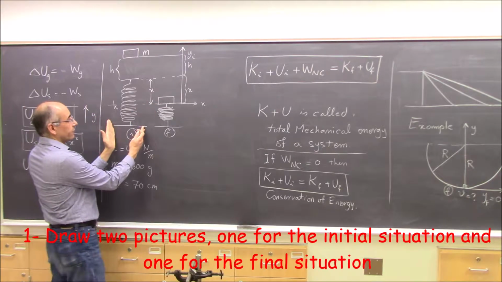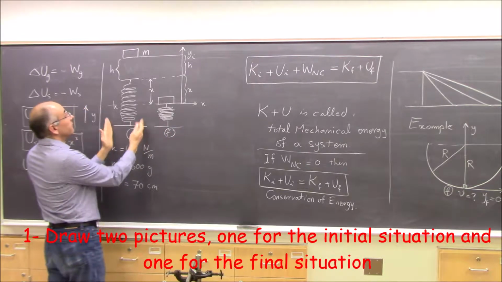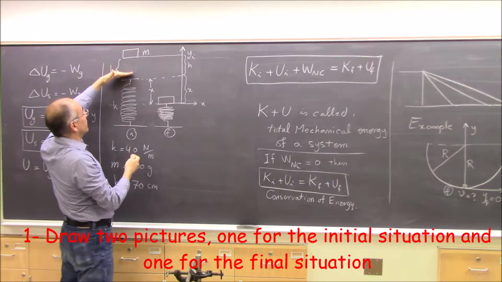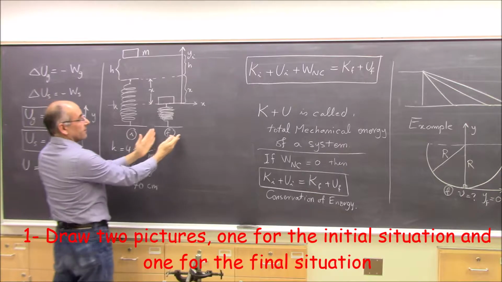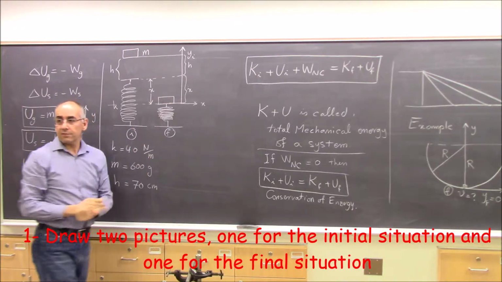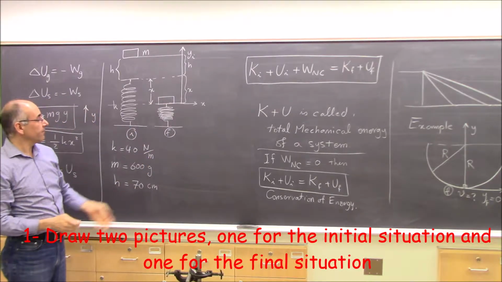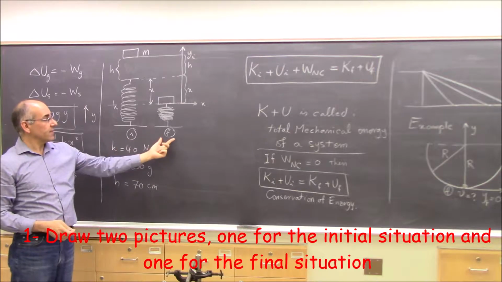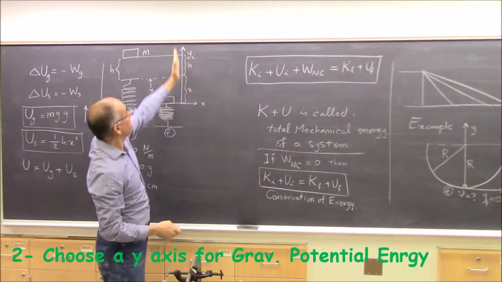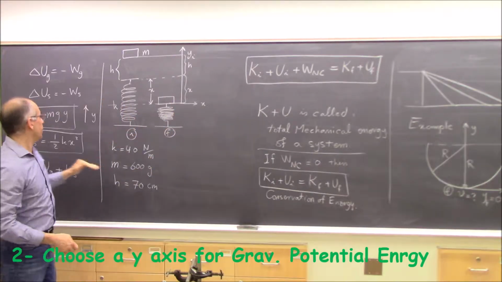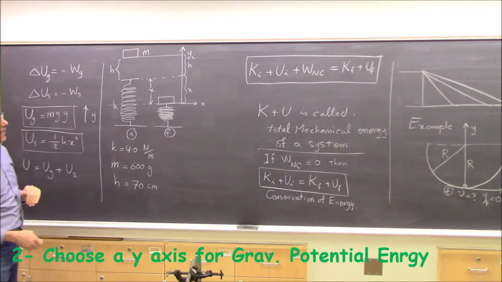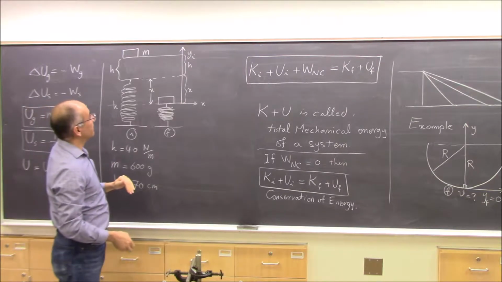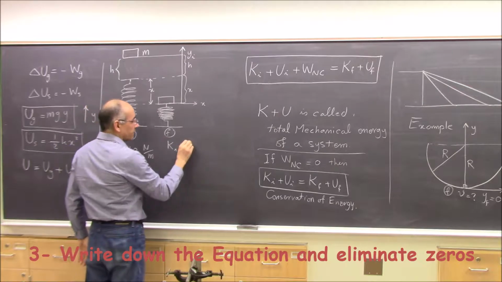So you need to draw two situations. One is the initial situation when the mass is up here and the spring is relaxed. The second one is when the mass is at the maximum compression. You take this as initial, this as final, and then put the y-axis so that you can measure potential energy due to gravity, and then put down this equation.